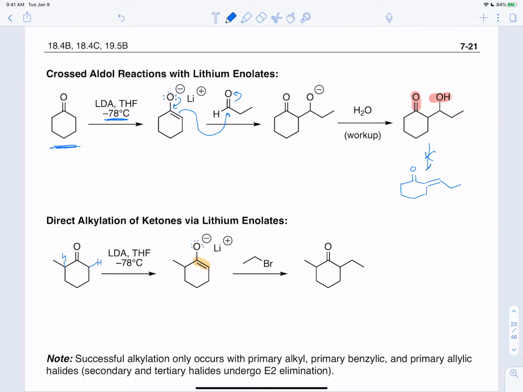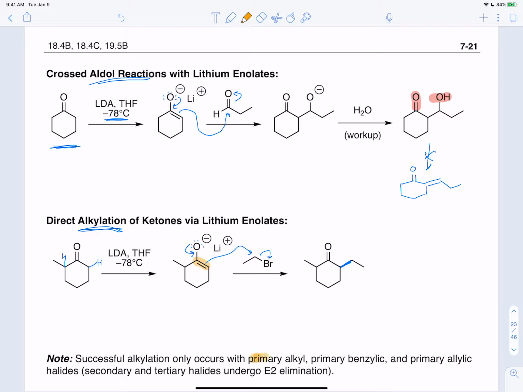And now we can use this enolate and add in an alkyl halide to give a new methylated product. So this ends up being a very powerful way to make carbon-carbon bonds in organic synthesis. Alkylating lithium enolates that are generated from LDA is used all the time, both to do aldol reactions and also alkylation reactions. Note that there are some limitations on the alkylations.